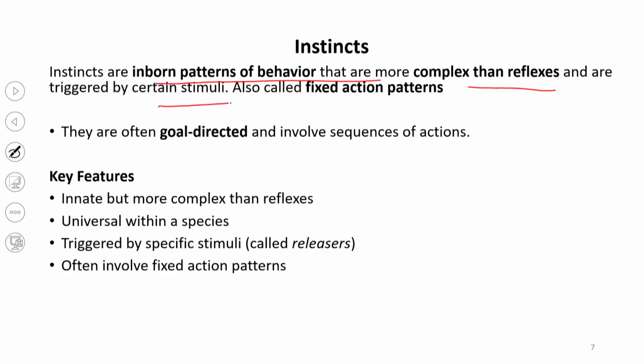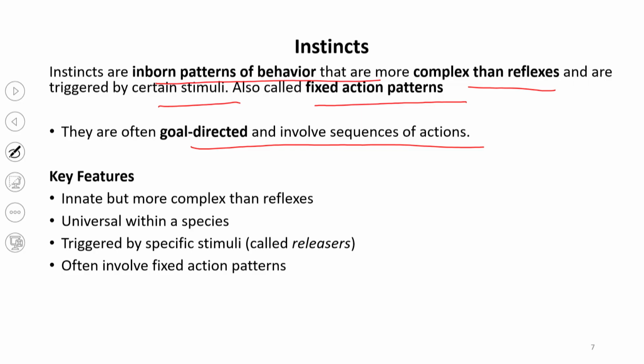They are triggered by certain stimuli. These are also called fixed action patterns. Certain action patterns are stimulated by environmental stimuli and they automatically unfold according to the instincts. They are often goal directed and involve a sequence of actions. In a reflex this is just one action, while an instinct may involve a sequence of actions. That is how they differ in terms of complexity.